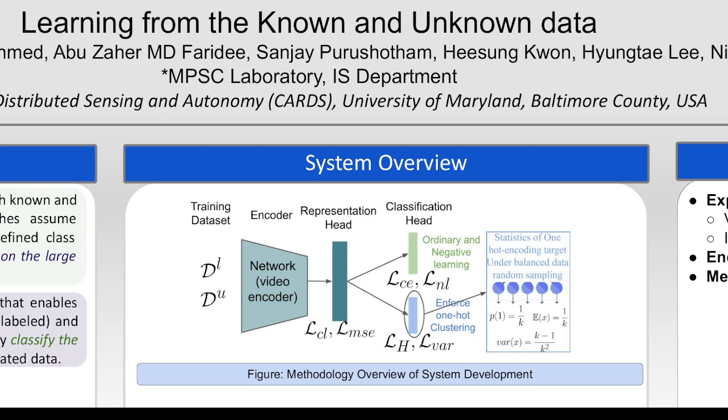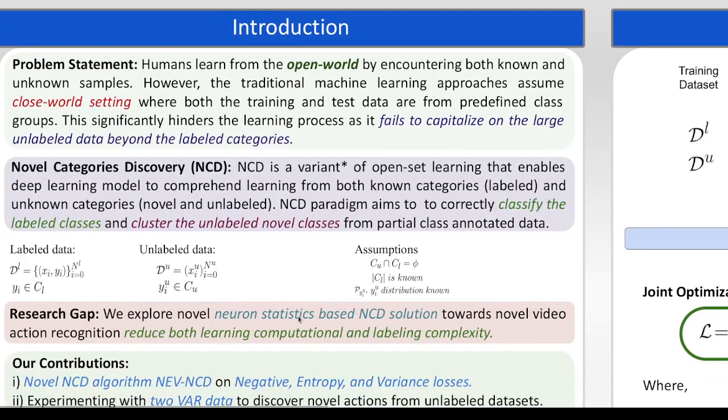I am Jahid Hassan, a fourth year PhD student under the supervision of Dr. Nirmal Rai. I'll be presenting my research on learning from known and unknown novel data. This work has been in collaboration with University of Maryland, Baltimore County and Army Research Lab.